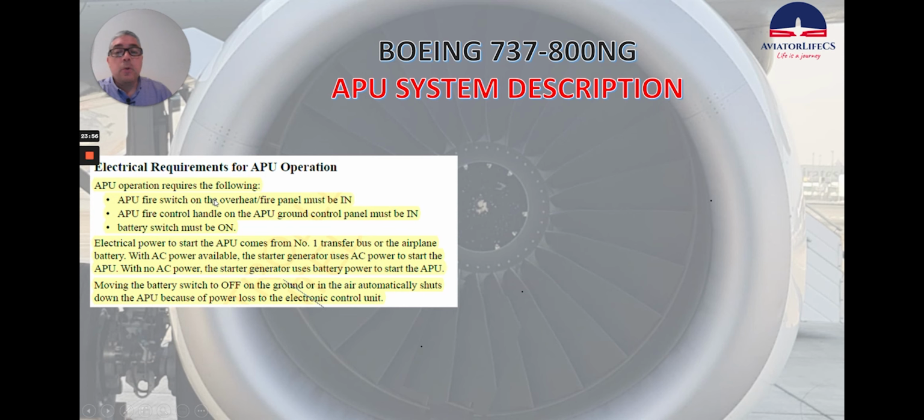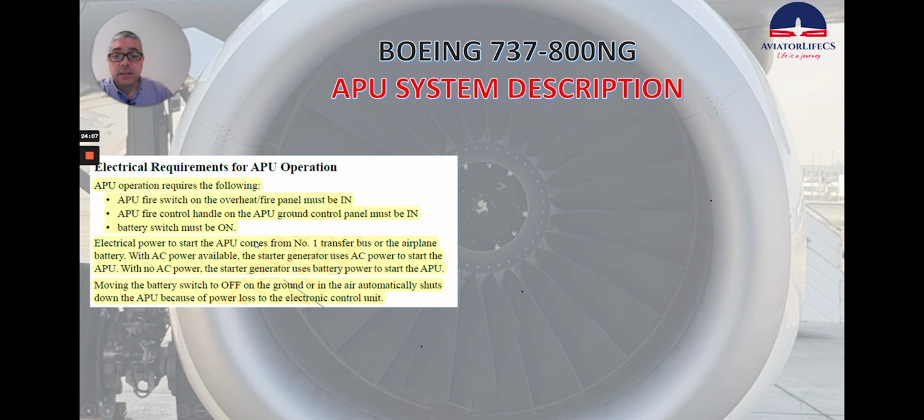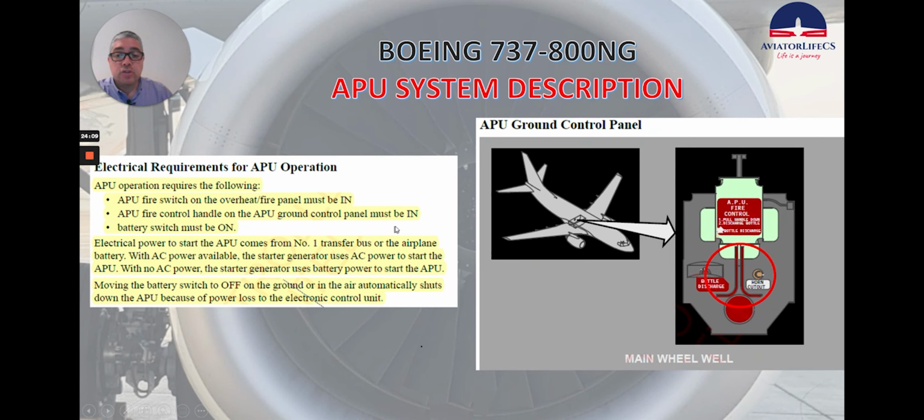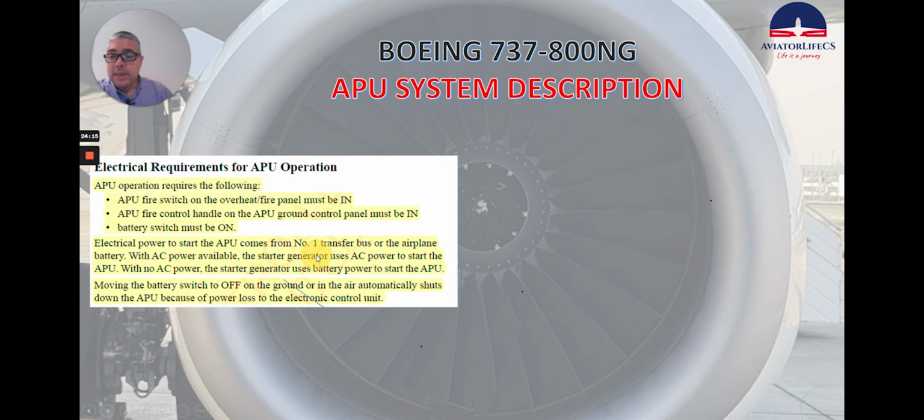Electrical requirements for APU operation. APU operation requires the following. APU fire switch on the overhead fire panel must be in. APU fire control handle on the APU ground control panel must be in. Battery switch must be on. Electrical power to start the APU comes from the number 1 transfer bus or the airplane battery.